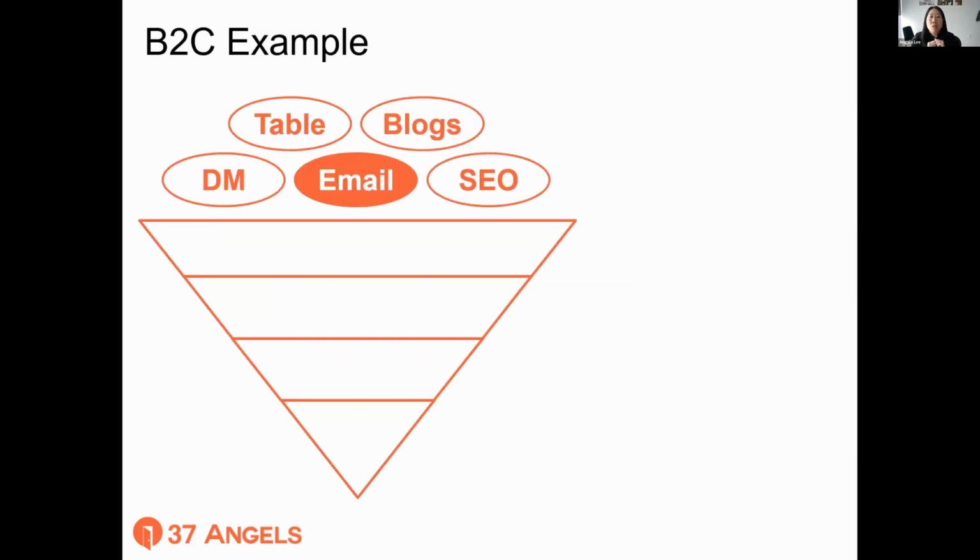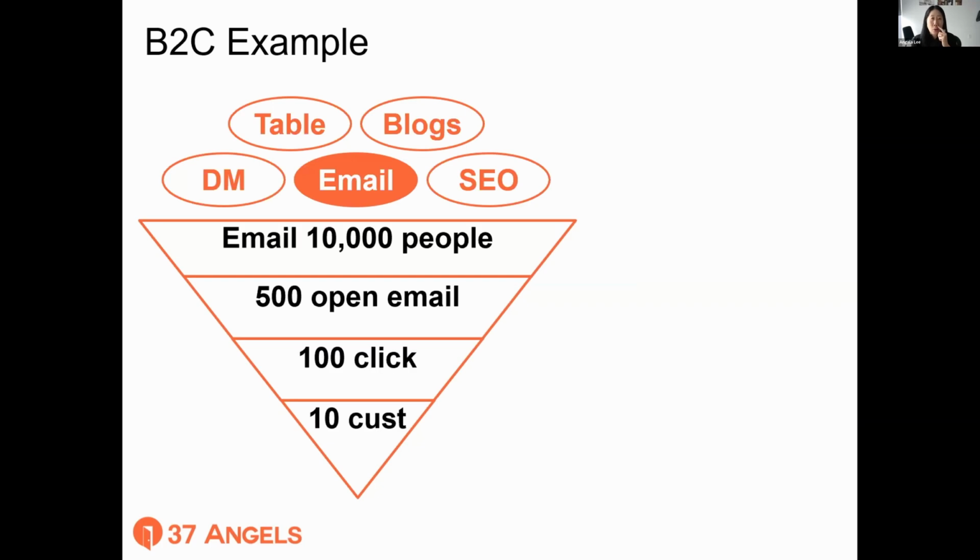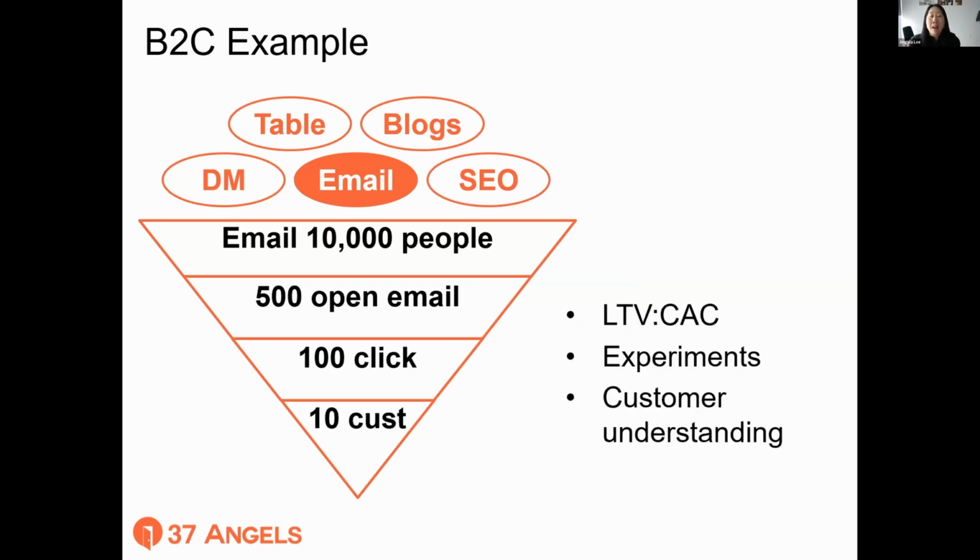Let's do this example. So I tried a bunch of different customer acquisition channels. I tried direct mail. I tried influencer blogs. I tried search engine optimization. The marketing channel that works the best for me is direct email. And I know that when I email this many people, this many click, this many open, I get this many customers.